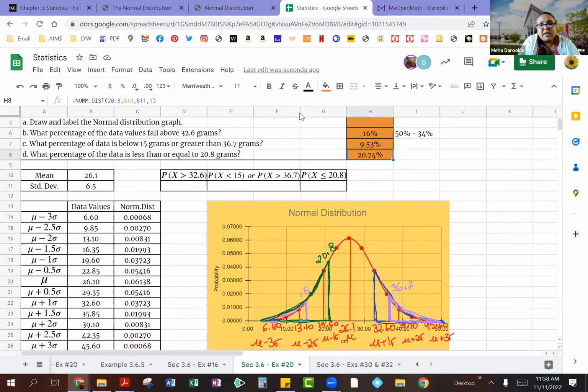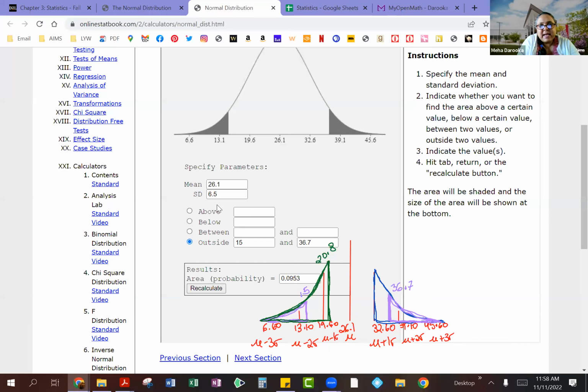Now again, if you wanted to use our little online stat book, then you just get rid of these and you are just going below because that's less than, and just put in your 20.8 over here, and you will see this again came out to be 20.74 as our percentage.